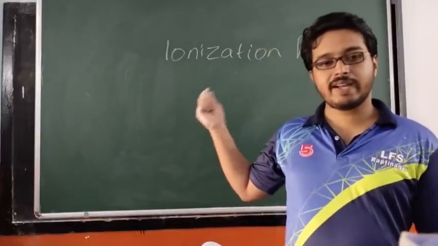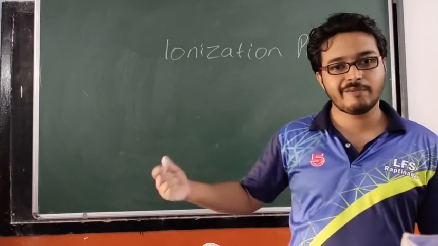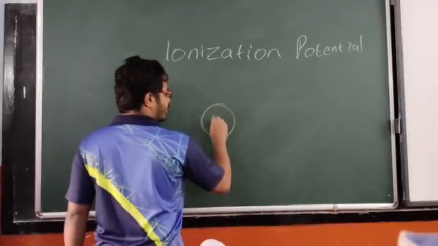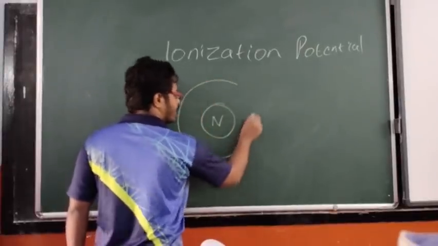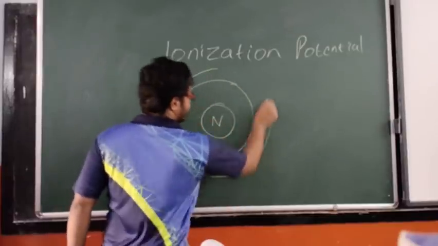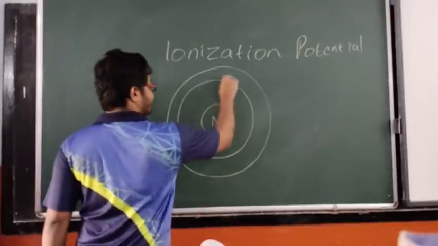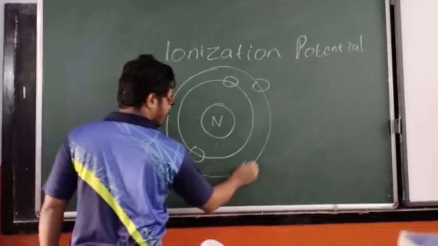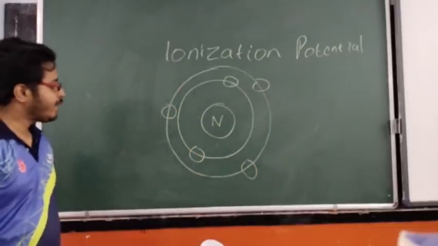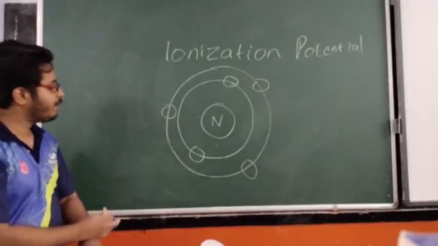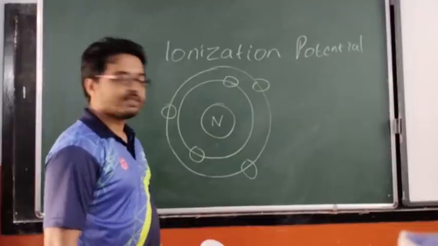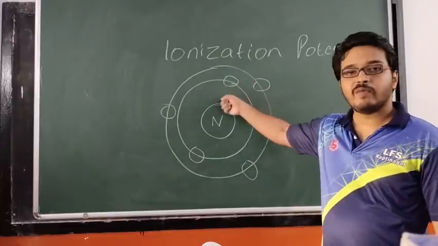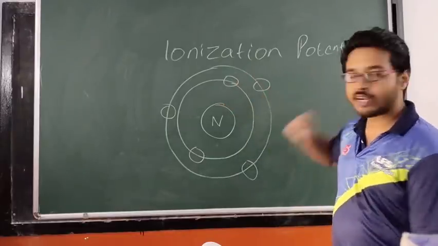Now I'll explain what I have told. I'll explain the definition of ionization potential. Just consider one atom. This is the nucleus. These are the shells. A nucleus is surrounded by 4 electrons, so it is definitely the beryllium atom. So we are going to find the ionization potential of this particular atom.